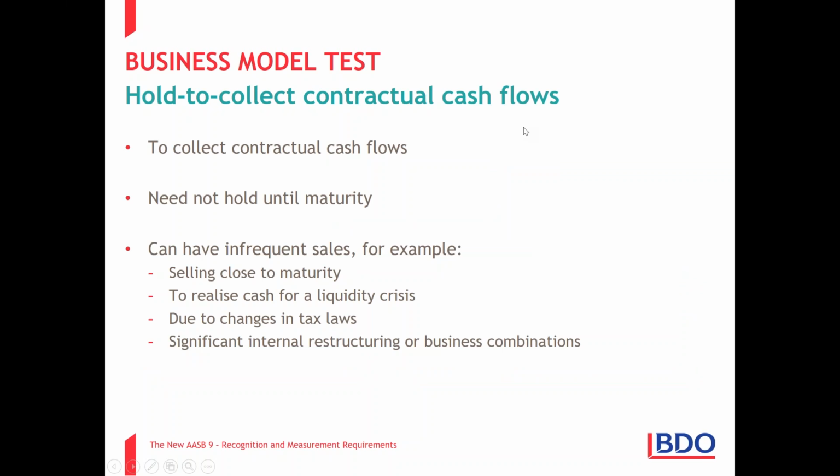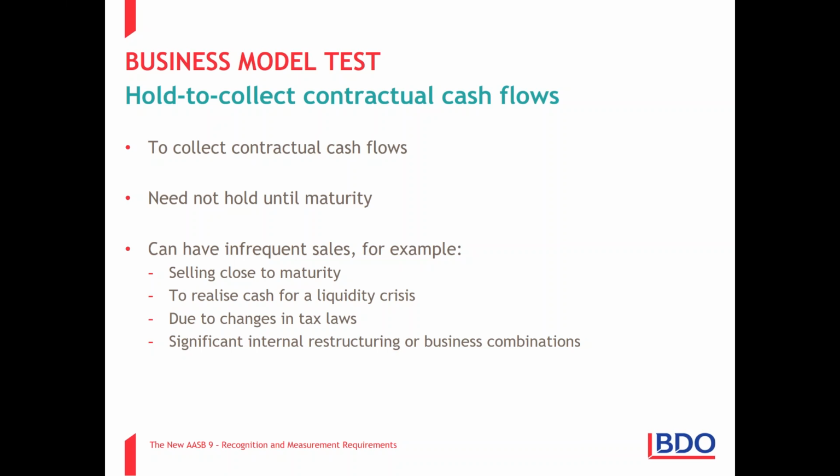If we look at hold to collect contractual cash flows, the purpose here is to collect contractual cash flows. You need not hold it until maturity. You would remember that currently under AASB 139, the held to maturity category had very strict rules on when it could fit into held to maturity, and if it was held to maturity, it could get to amortized cost. Now this new business model test is not as strict as the old held to maturity test.